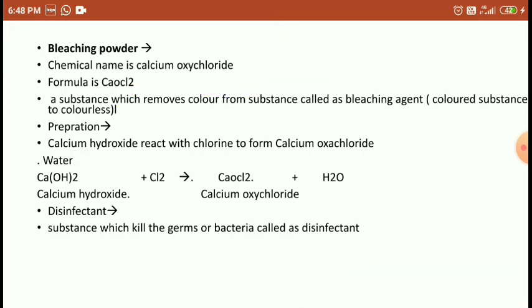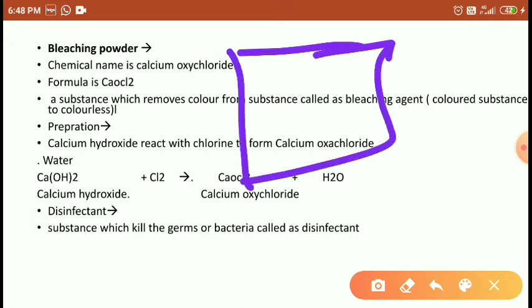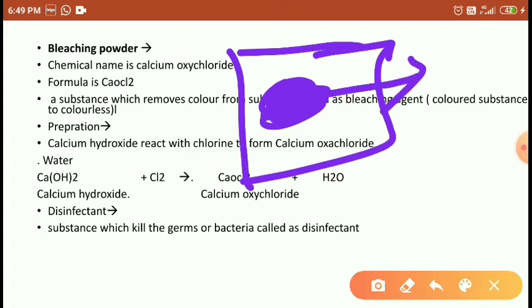Okay. So next, students, bleaching powder is used to remove color from a substance, right? For example, you have a cloth, a handkerchief. In this handkerchief, some oil stain or color has fallen. If color has fallen, this color spot cannot be removed with the help of washing soda, right? So that's why we have to use bleaching powder.